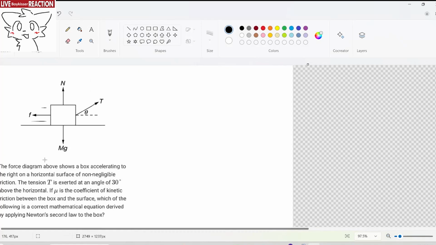The force diagram above shows a box accelerated to the right on a horizontal surface of non-negligible friction. The tension T is exerted at an angle of 30 degrees above the horizontal. If mu is the coefficient of kinetic friction between the box and the surface, which of the following is the correct mathematical equation derived by applying Newton's second law?